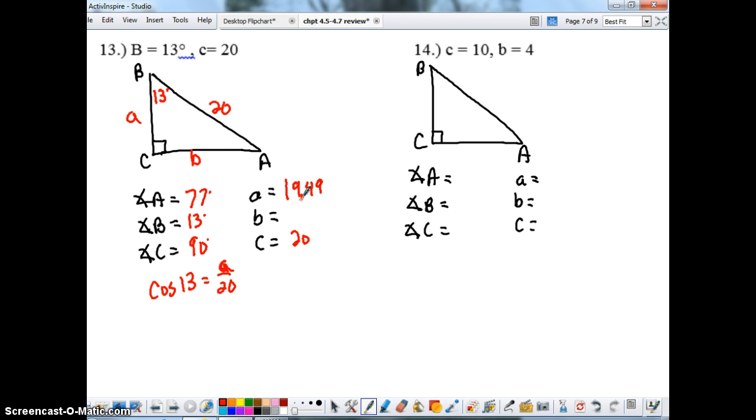Likewise, we're going to set up a trig function for b. This is now going to be the sine. So it's going to be the sine of 13 degrees is going to equal b over 20. This time it's going to be 20 times the sine of 13, and that comes out to be 4.5.